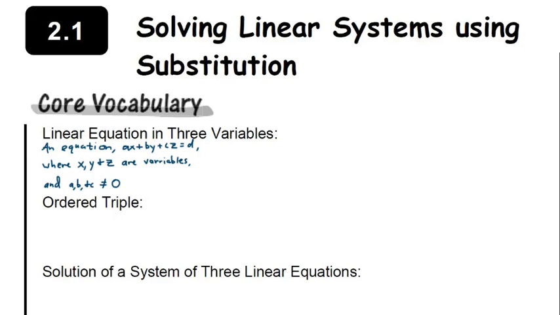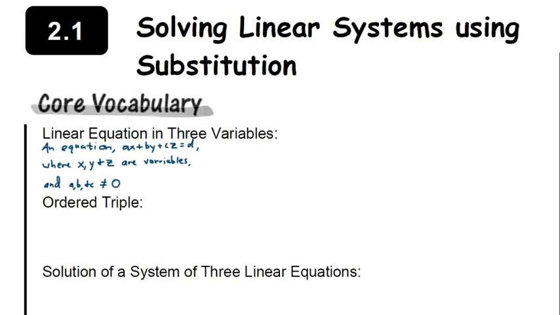Now that last bit, do not equal 0, basically means if a was 0, this ax would go away. If c was 0, that would go away. The idea is that all of them are actual numbers, so nothing's going to cancel out.